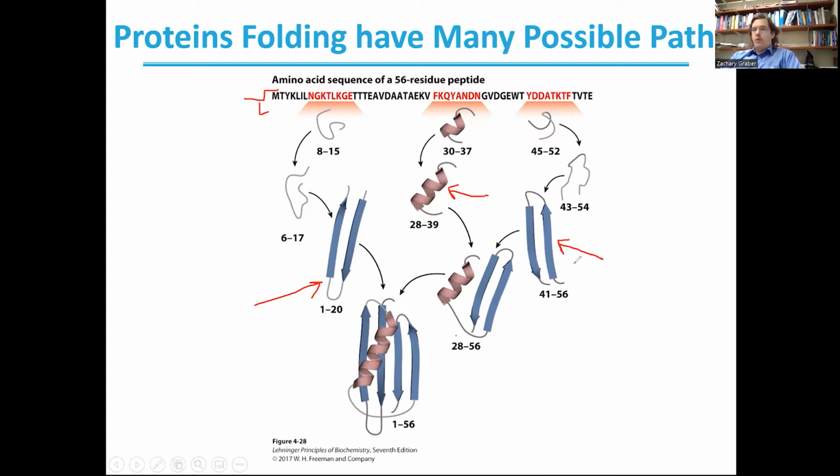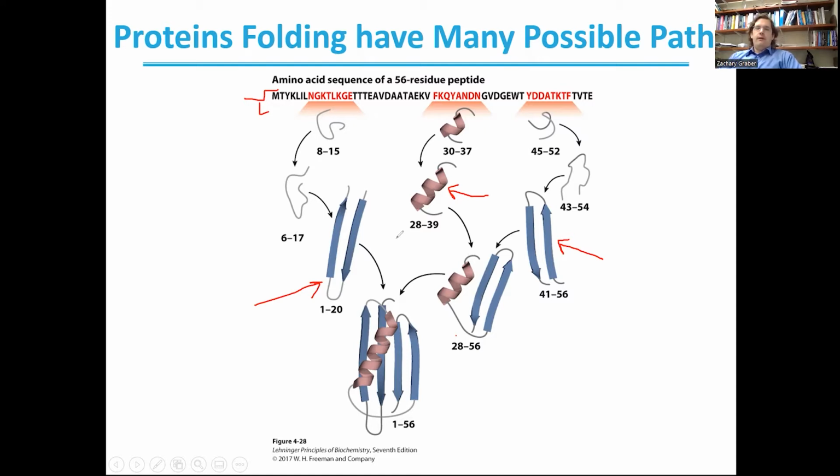Now, which order do we fold this, right? There are many different possible paths, right? You could start off at the first one, kind of form that beta sheet, and then form the second beta sheet on top of it. Or you could form the first beta sheet and then the alpha helix and start to make like a beta alpha beta loop. There are many different ways that you could approach this folding process.